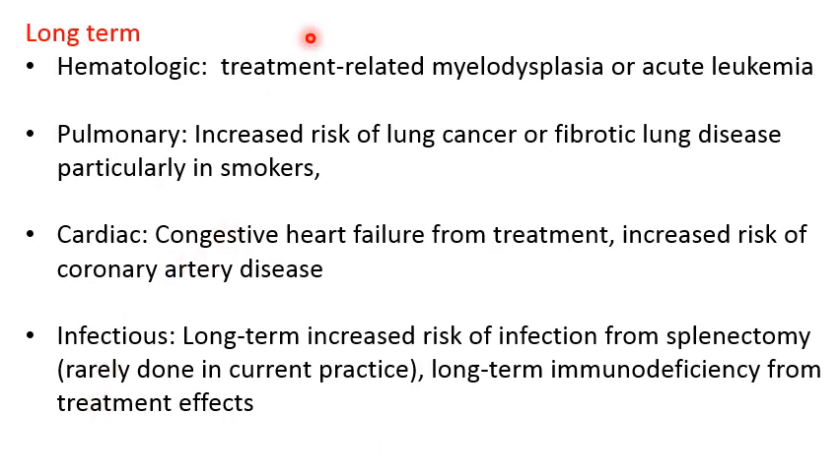Among long-term complications, they can come with another type of malignancy like myelodysplasia and acute leukemia, and they sometimes have an increased risk of lung cancer or pulmonary fibrosis. Also the long-term risk of infection is high if we manage these patients with splenectomy, but it's very rarely done in current practice. So it's good to know about these long-term and short-term complications as well. But please don't forget superior vena cava obstruction.